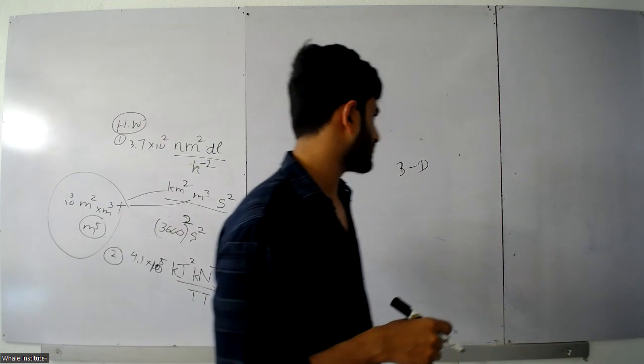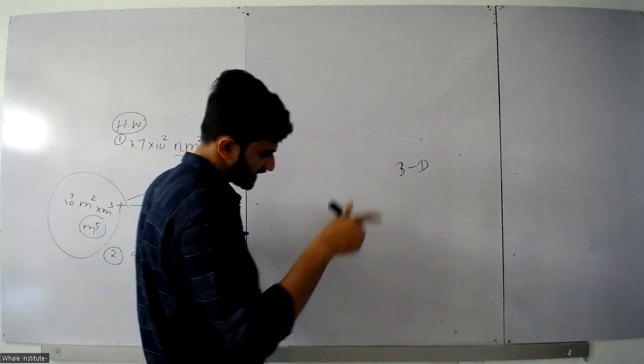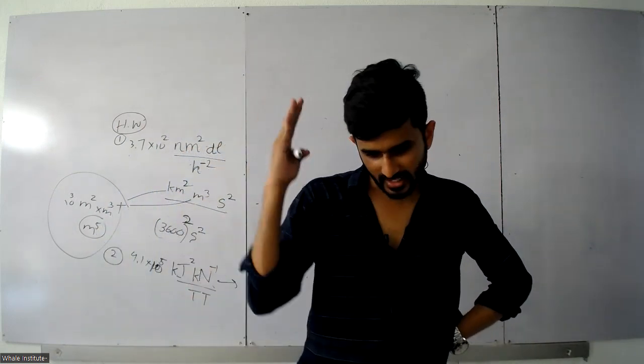So we know the 4th dimension is time. 3D means length, width and height or depth.